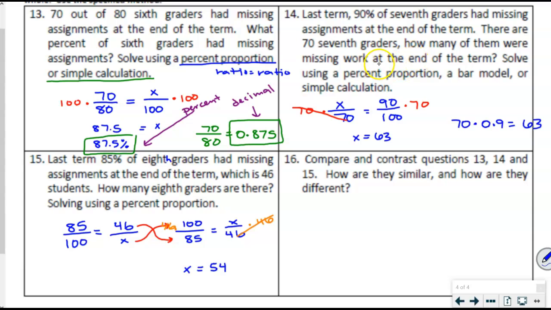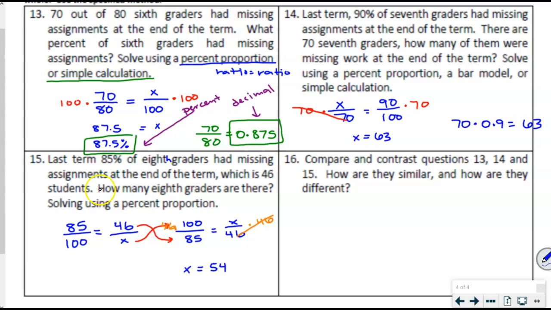In the next one, I know the percent, so I know that it's 90 out of 100, but there are only 70 students in 7th grade, so what I'm asking for this time is the part. I want to know how many are missing. In number 15, this time I know the percent, and I know the number of students that are missing work. What I don't know is the total number of students in 8th grade. But even though each of these is giving different information, I'm being asked to find the other pieces. Notice that the percent proportion works the best for answering these types of questions.